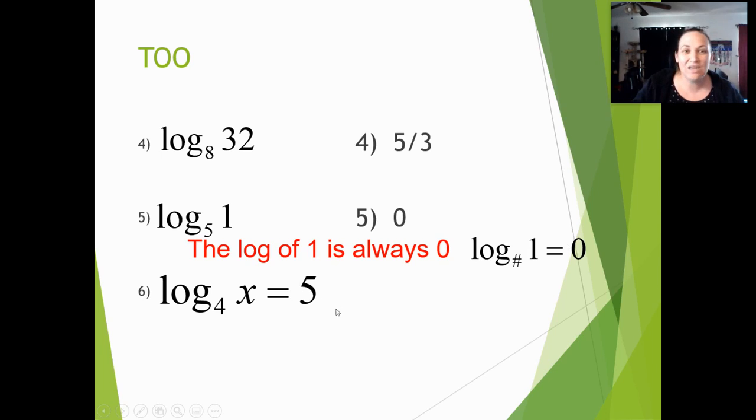All right, let's take a look at that last one. Now, the last one, again, a little bit different. This one says 4 to the 5th equals x. So you just got to type into your calculator, what is 4 to the 5th? And it is 1,024. So I switched it up on you a little bit there.